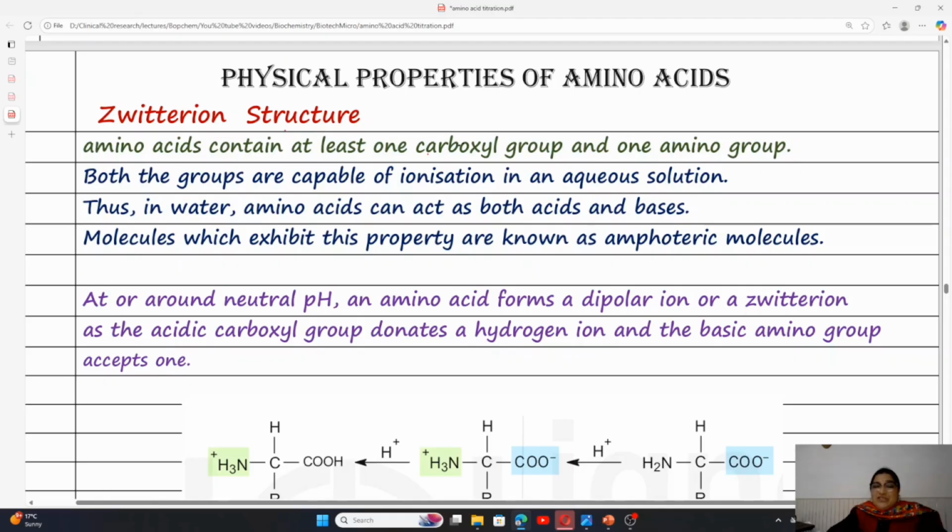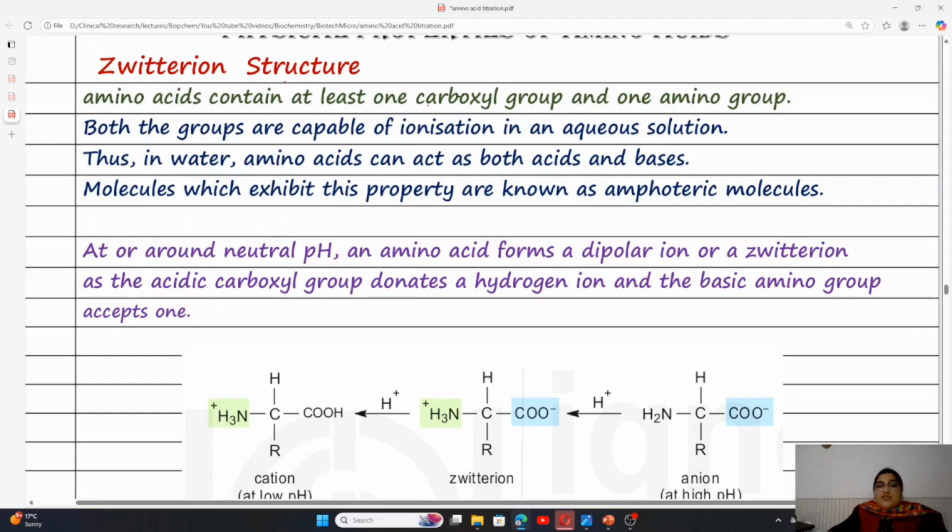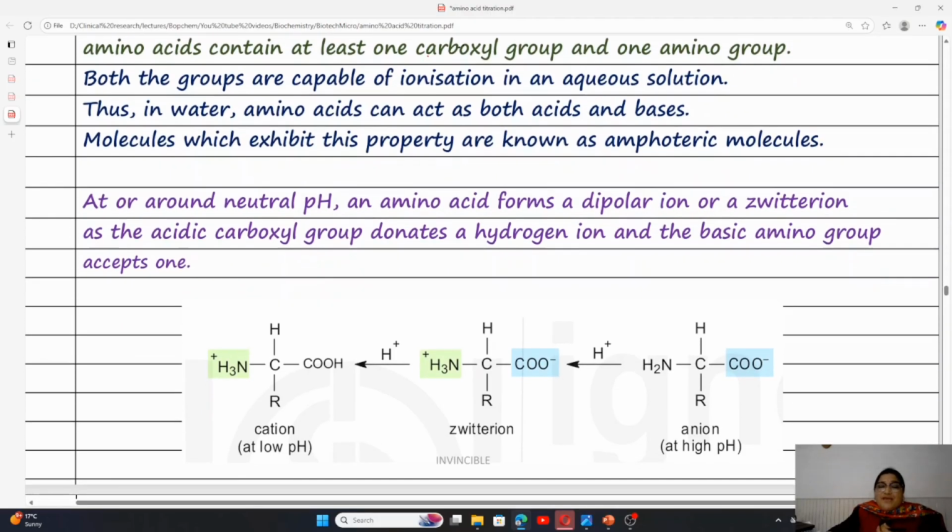But before starting the lecture, we need to understand certain physical properties of amino acids that are required so as to understand the titration of amino acids. So we know that at physiological pH, or at around the neutral pH, the amino acid exists as a zwitterion. Now, what this zwitterion means: here you can see it is carrying a positive charge as well as a negative charge. All right. So now this is at neutral pH, roundabout 7.